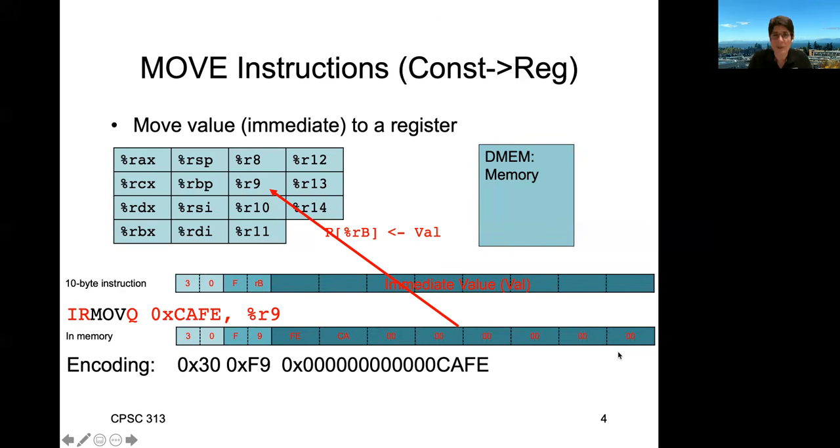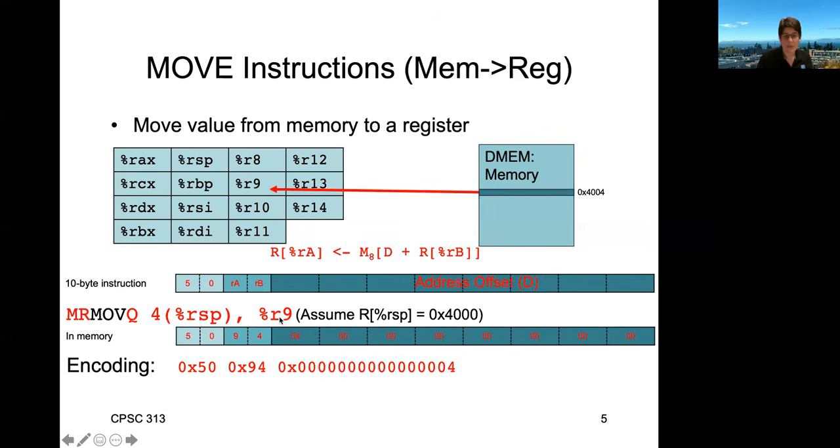Right? So in decimal, the number 10 is the same as 0010. So in here, cafe is the same as 0000 and all these zeros, cafe. So this is what it looks like in memory. And this is how you would write the instruction. That's how we initialize a register with a constant value. The next thing we might want to do is to move data that is in memory into a register.